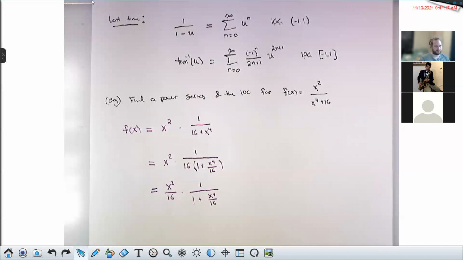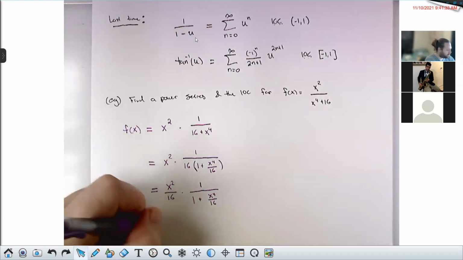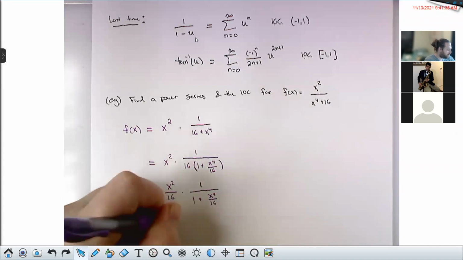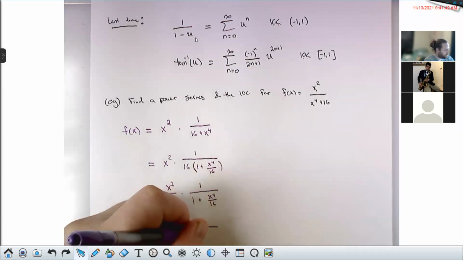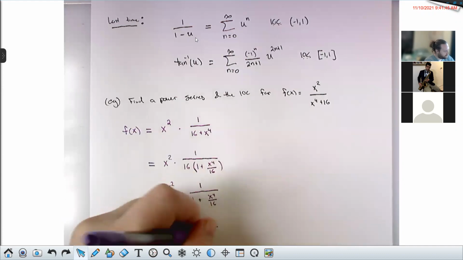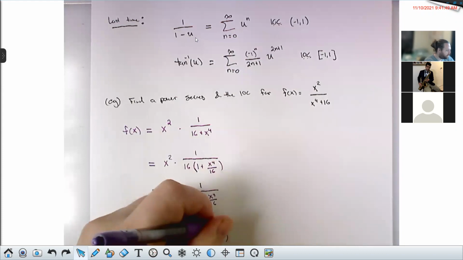Yeah, Kylie's suggestion is right. I'm going to rewrite this plus as minus a negative. That's the only thing that's messing me up here, right? I've got 1 divided by 1 plus something, when what I want is 1 divided by 1 minus something. So my x squared over 16 out front stays. My 1 upstairs stays. And that 1 plus I can write as 1 minus negative x to the 4 over 16. That's all.